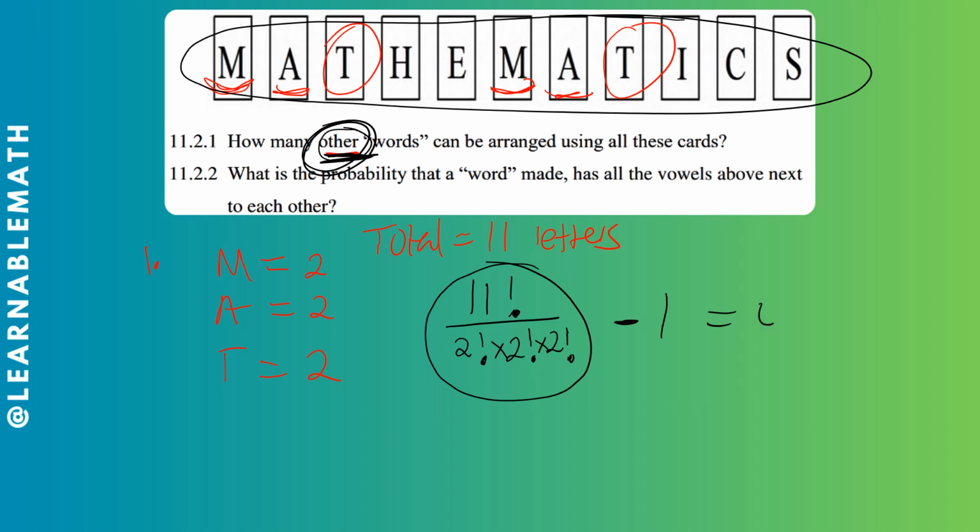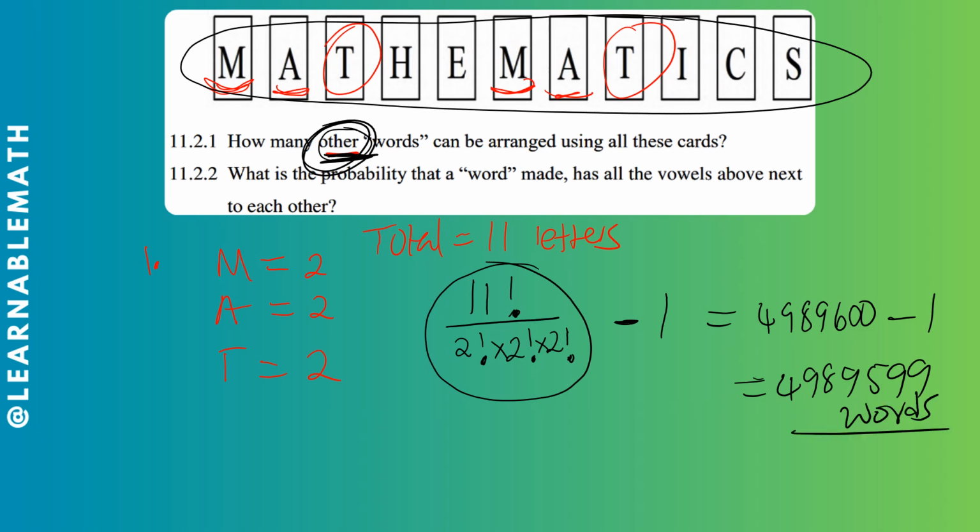So it'll be 4989600 minus 1. Then obviously it'll be 4989599 different words that can be formed, excluding mathematics, because we subtracted 1 there. We just needed to be a little bit careful with that. Okay, let's go to the second one.